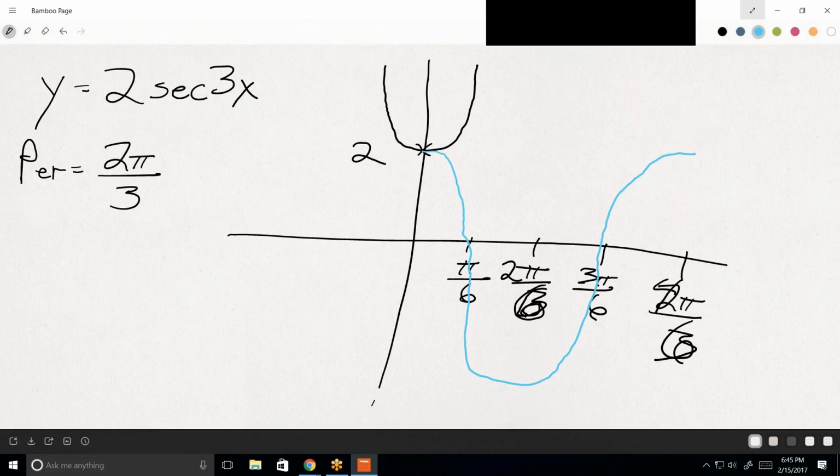Right? In other words, that would be 2 cosine of 3x. It would go to 4 pi over 6, and it would be quartered up in this exact way. Well, the thing about the secant is wherever cosine is 0, I've got to have a vertical asymptote. So I'm going to have my vertical asymptotes through pi over 6. This is negative pi over 6.